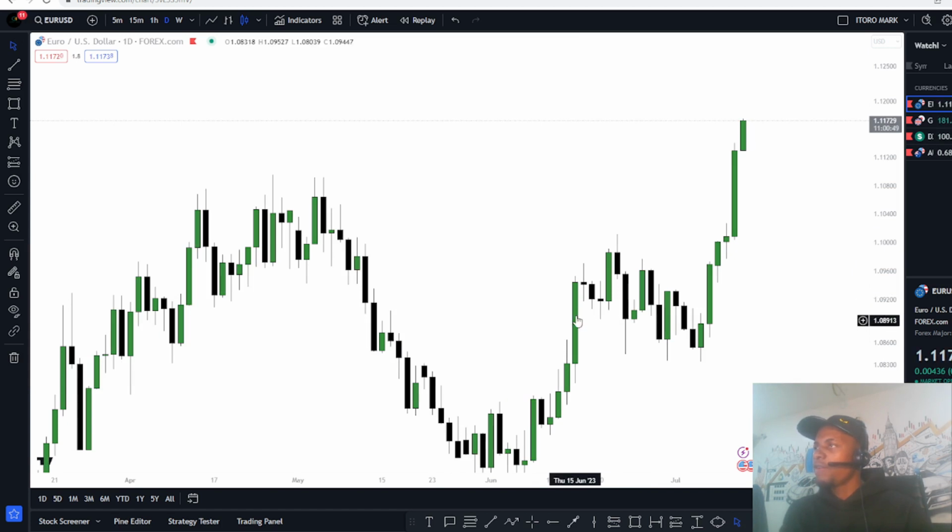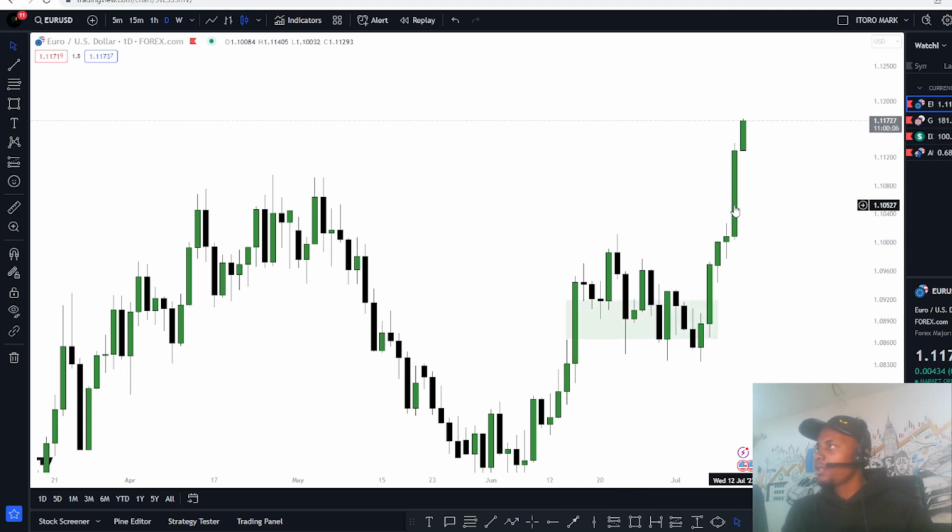A fair value gap is basically formed by three candlesticks. This is the first candlestick, this is the second candlestick and this is the third candlestick, right? So the gap is always formed in the second candlestick, you get me? The space here on this second candle is the fair value gap.